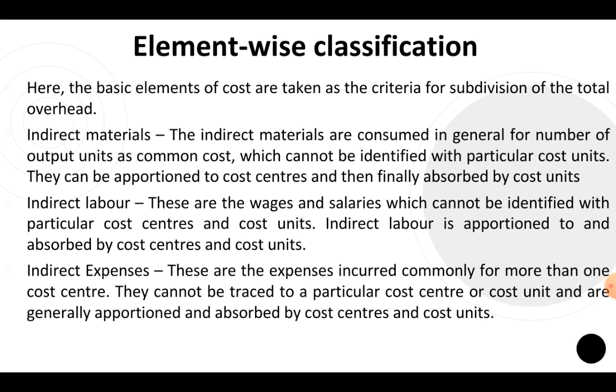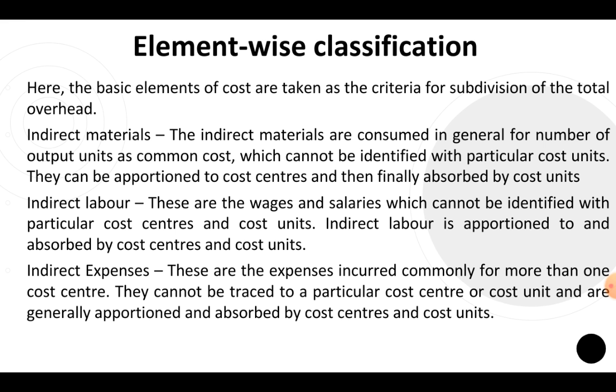So the main examples in case of indirect expenses could be rent. When you're paying rent, you're not going to be paying only for one room, which is going to be used only by one department, right? You're going to be paying rent on the entire asset or the entire building. So you cannot apportion where exactly the rent should fall under. And then insurance amount, and then power and fuel, lighting, heating charges, telephone charges, and so on and so forth. Okay, so these are your element-wise classification.